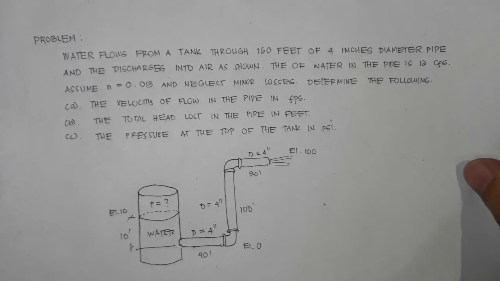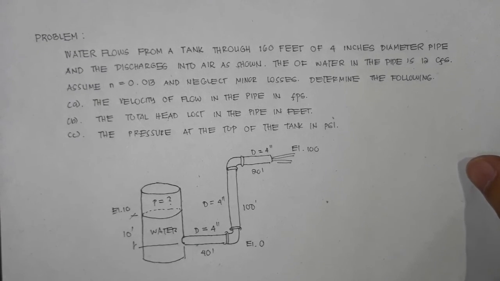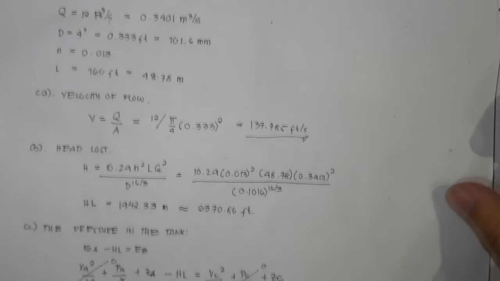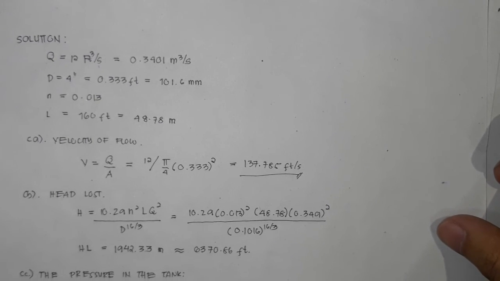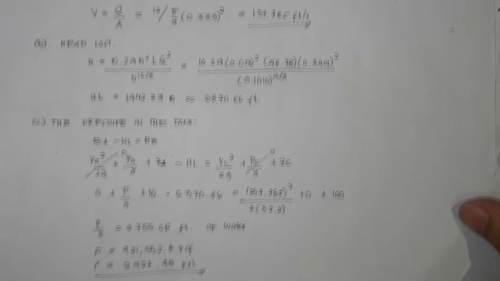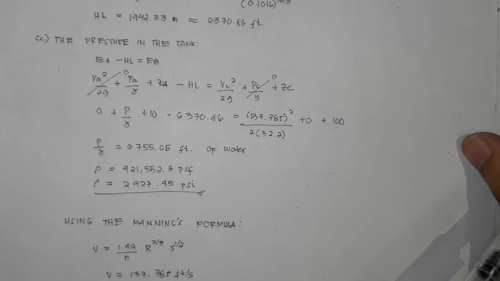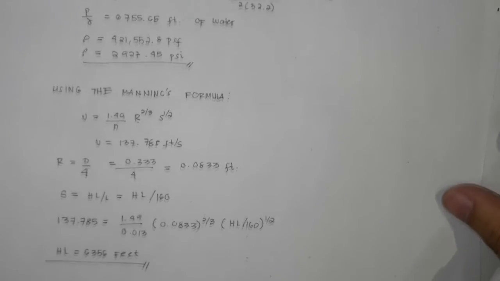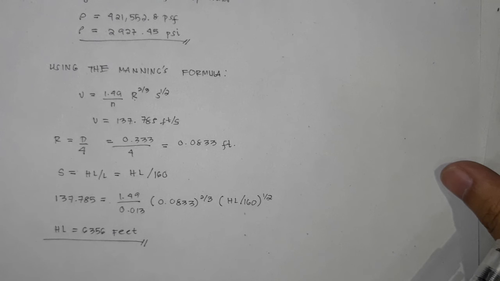Now you can review your answer. The velocity of flow is equal to 137.785 feet per second. The head loss is equal to 6,370.86. The pressure in the tank is equal to 2,927.45 psi. The head loss using Manning's formula is equal to 6,356 feet.